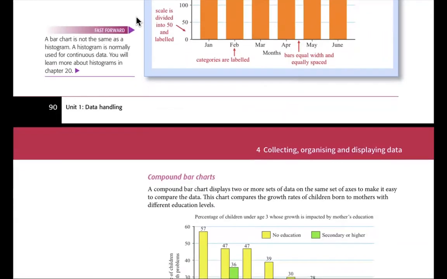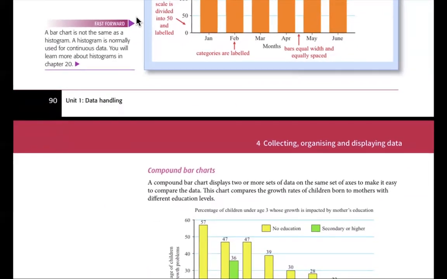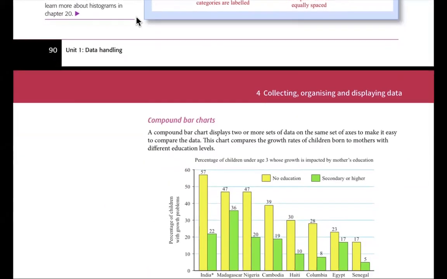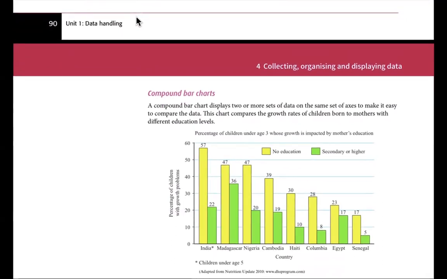And then sometimes you can have a compound bar chart. It means that we have two sets of data together. So for example, I want to put male and female. Can. I want to put education, no education. Can. I want to put primary education, secondary education. Can. I want to put car, motorbike. Can. So I can have different data put together in a bar chart because I want to compare.